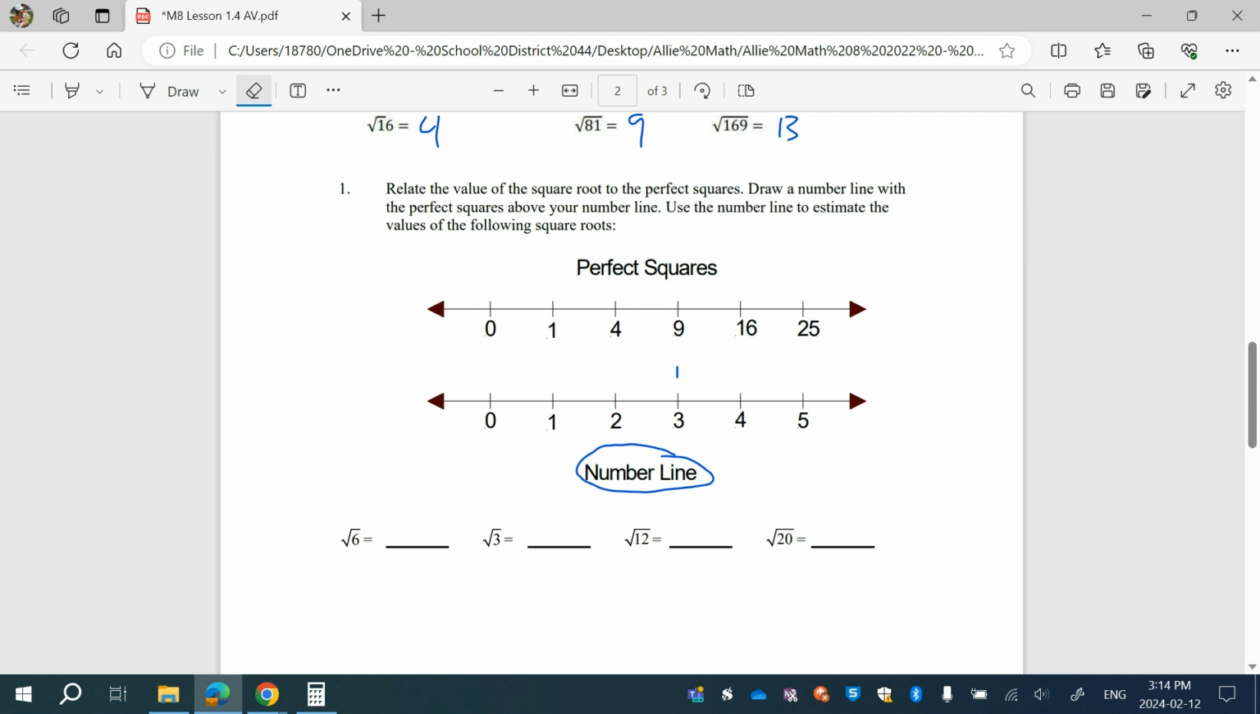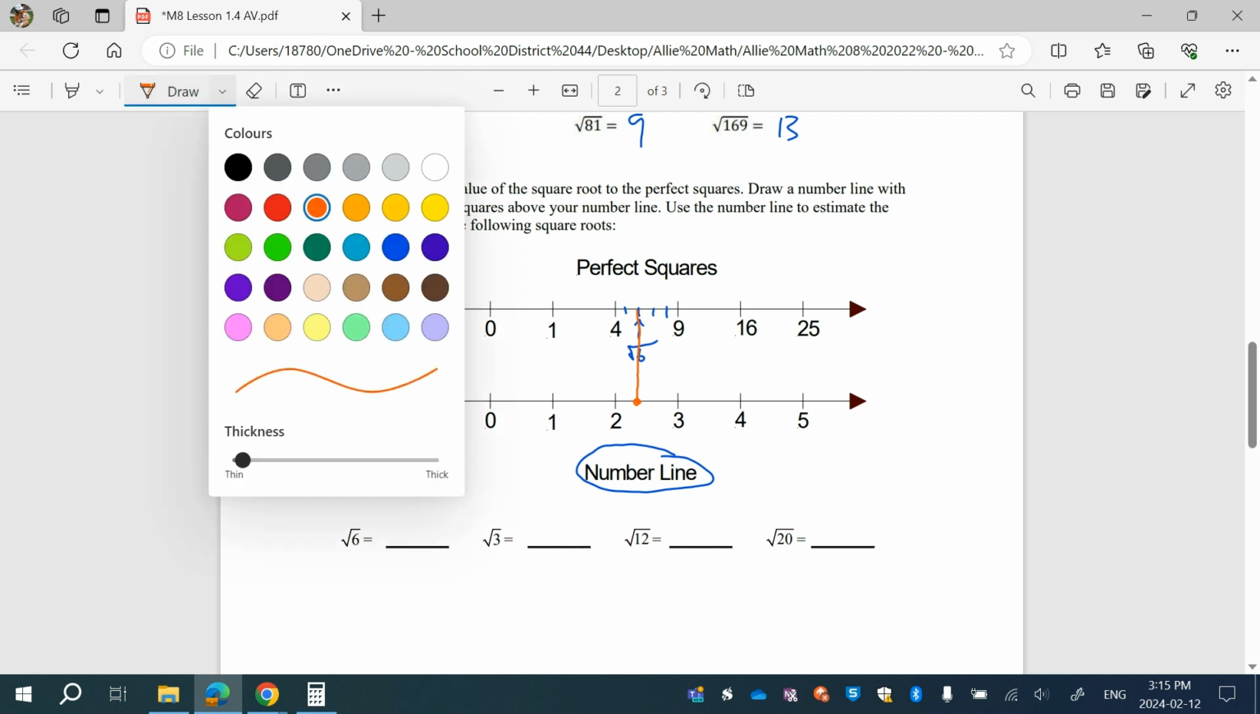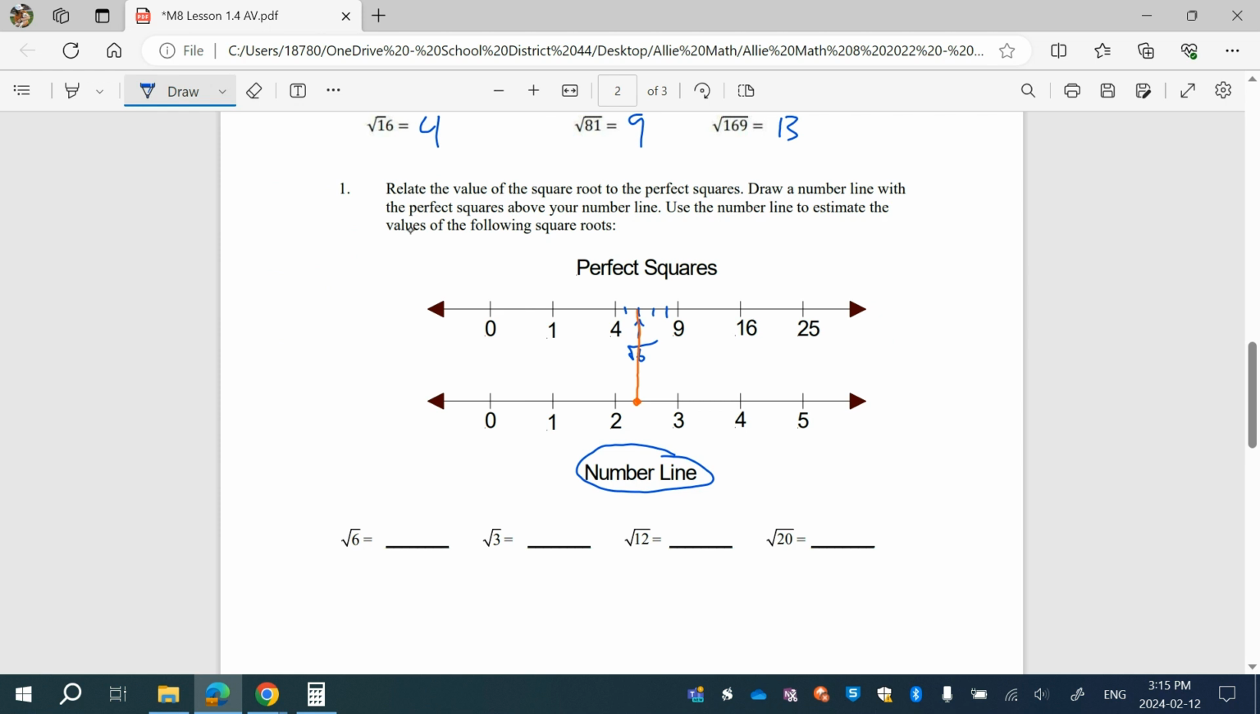So square root of 6. Well, oops, let me erase this. 4 is right here and 9 is right here. So it's like 4, 5, 6, 7, 8. So the square root of 6 would be about there. And if we follow this line directly down from there, we can estimate the square root of 6 at about, it looks like it's a little less than half. We could maybe guess 2.4 or something like that.